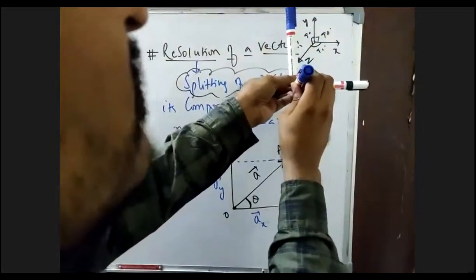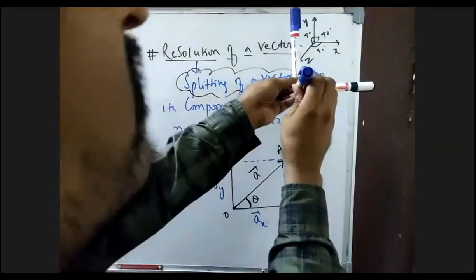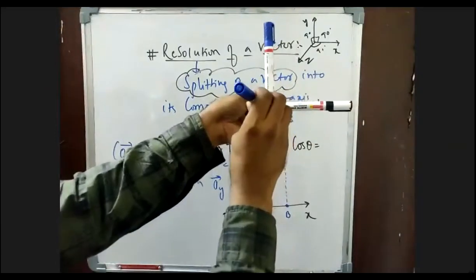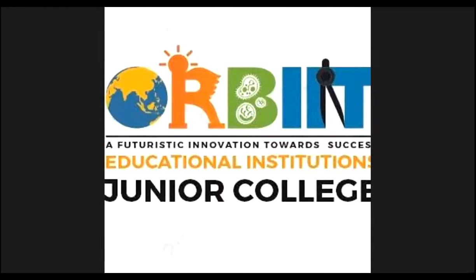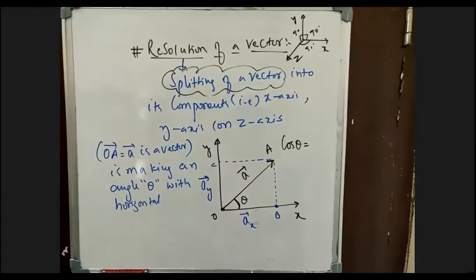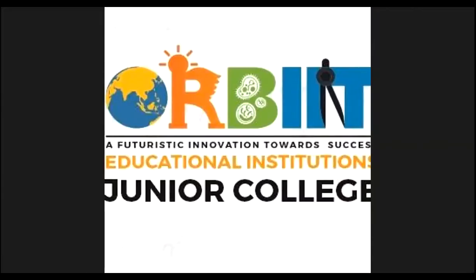Is the axis clear? Is the axis clear, beta? Okay. Manasa is clear with the axis. Okay, Prithvi is also clear.